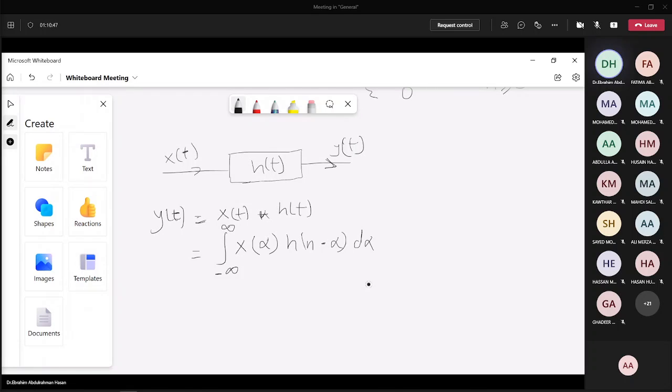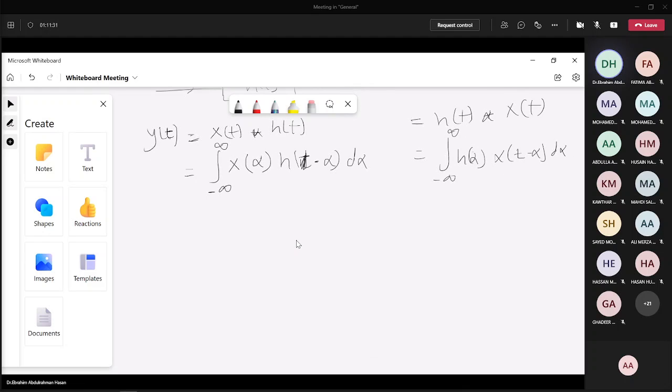And this is equivalent to, if you change this one, h of t convolved with x of t, then it is equal to the integration from minus infinity to plus infinity of h of alpha, x of t minus alpha, d alpha. This is continuous, so then this is t. Okay, all I need is to apply the integration. Let's see an example, then it will be easy.